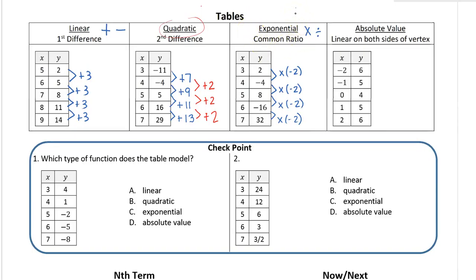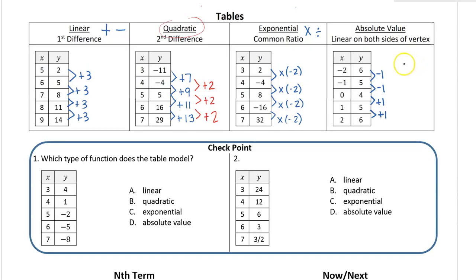Absolute value, you're looking for it to be linear on both sides of the vertex, so you're looking for a common difference on both sides of the vertex. So here, from 6 to 5, we subtract 1. From 5 to 4, we subtract 1. From 4 to 5, we actually add 1. And from 5 to 6, we add 1. That means that this represents an absolute value function.